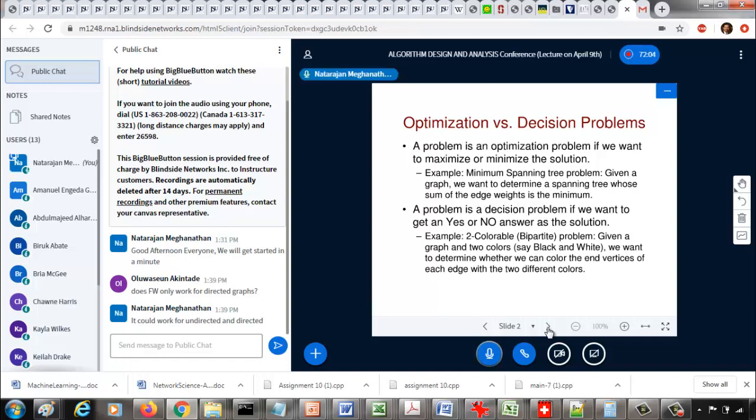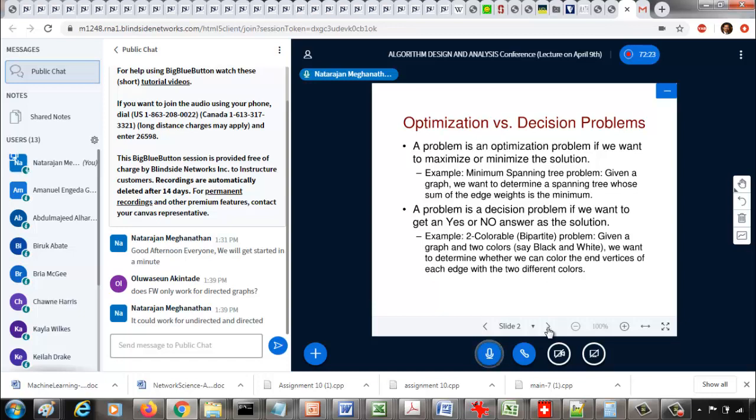Similarly, the shortest path problem is also an optimization problem. Given a graph, you want to find the shortest path from one vertex to every other vertex, or all pairs shortest path. That is an optimization problem. Okay. Now, what is a decision problem? A decision problem is where you want a yes or no answer as your solution.